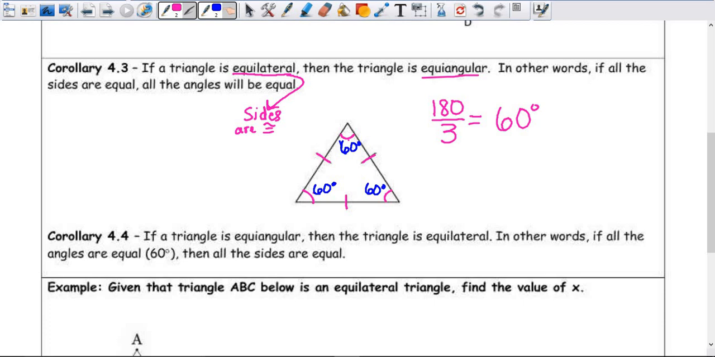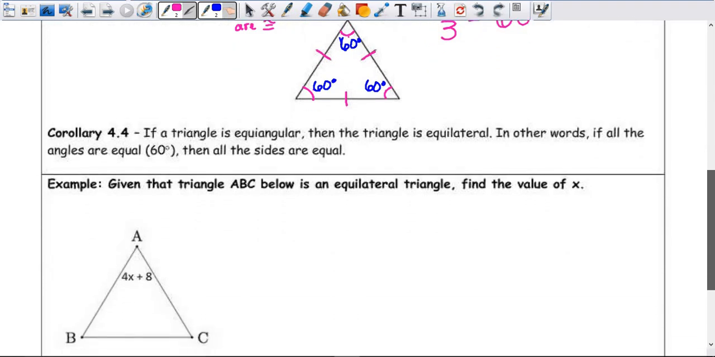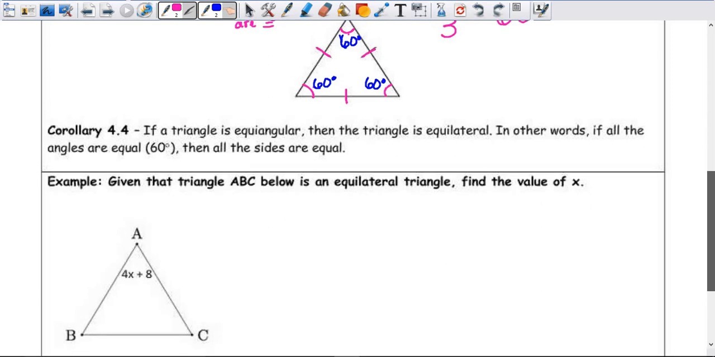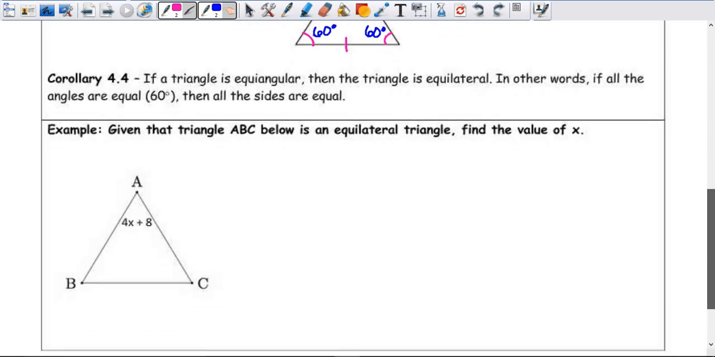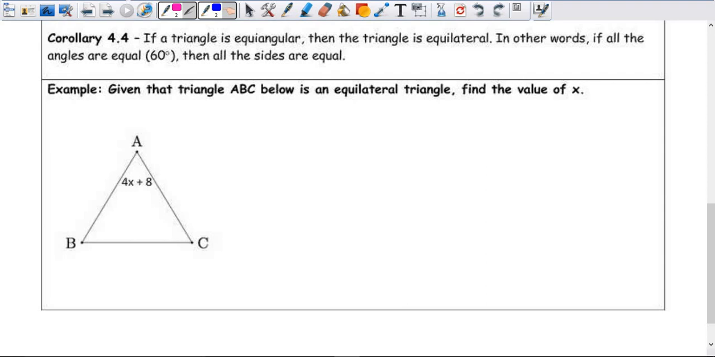The sides can be anything. They can all be 4 centimeters. They can all be 10 feet. But the angles will always all be 60 degrees. Okay, so we're going to use that in our problem here. Let's do one example.